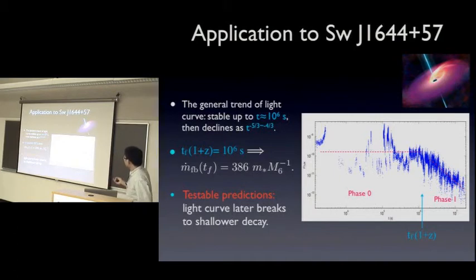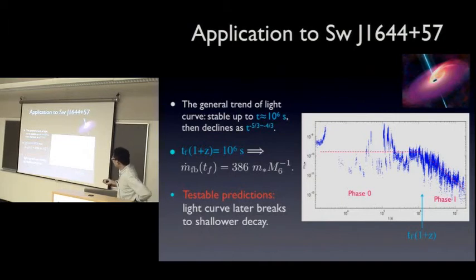So this general trend more or less resembles our schematic diagram for the accretion rate evolution history. So we can identify that maybe this stable phase corresponds to our phase 0, and this power law decline phase corresponds to our phase 1 in the schematic accretion rate diagram. And this transition time scale between stable and power law decay corresponds to one fallback time scale. Then we can infer the peak fallback rate for this event.